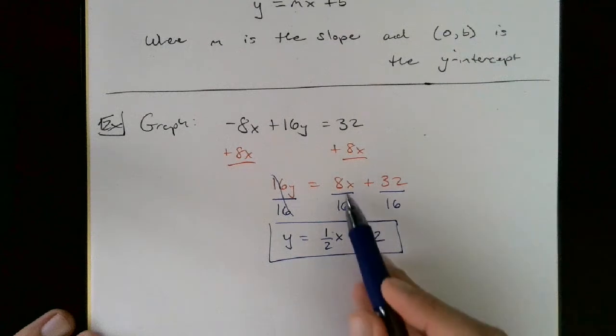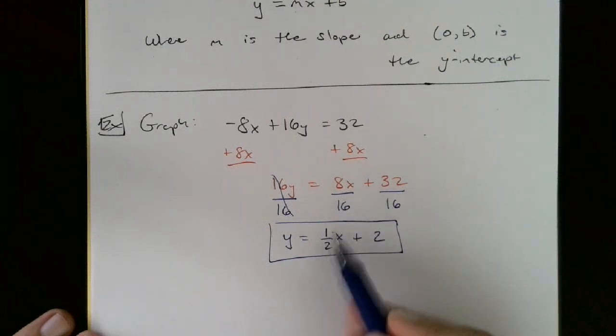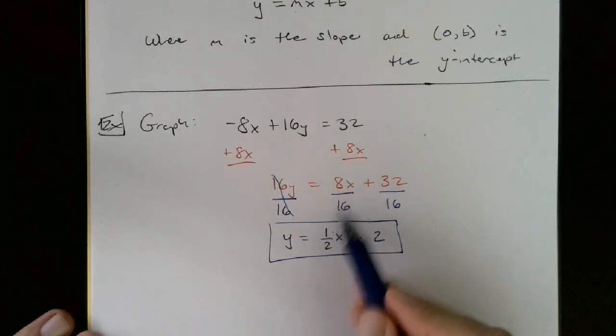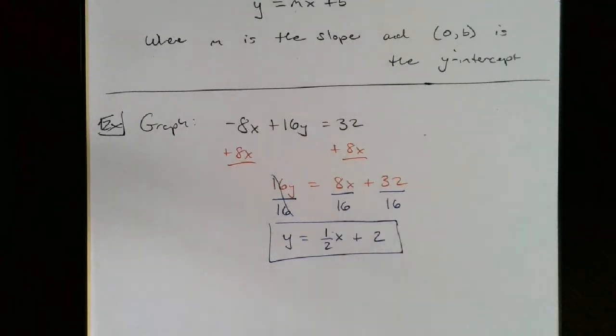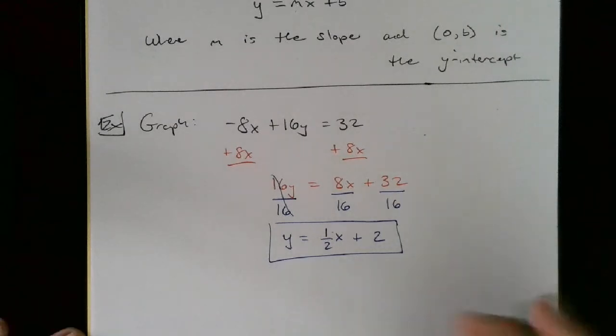Now, make sure you reduce this properly, right? It's 1/2, it's not 2 here, right? Dividing 8 out of each of these gives you a 1 over a 2 here. So 1/2x plus 2. Once you have this, now we're ready to just find the y-intercept and the slope.